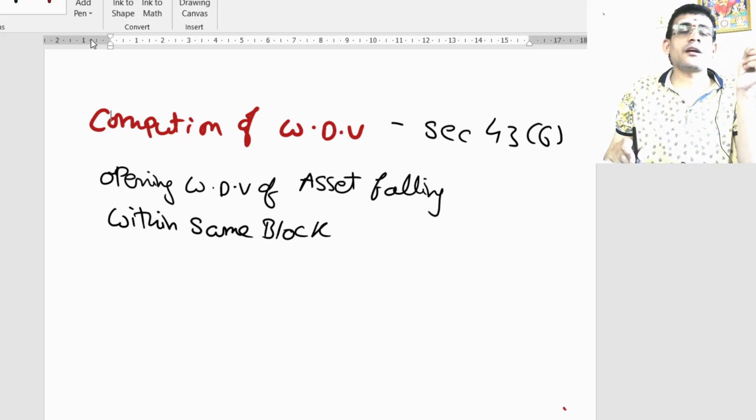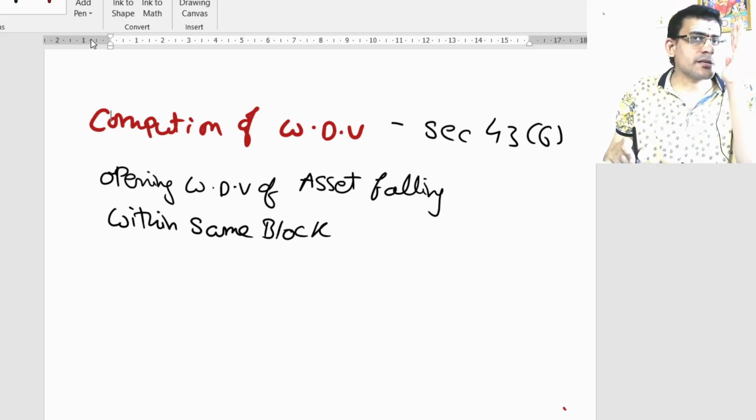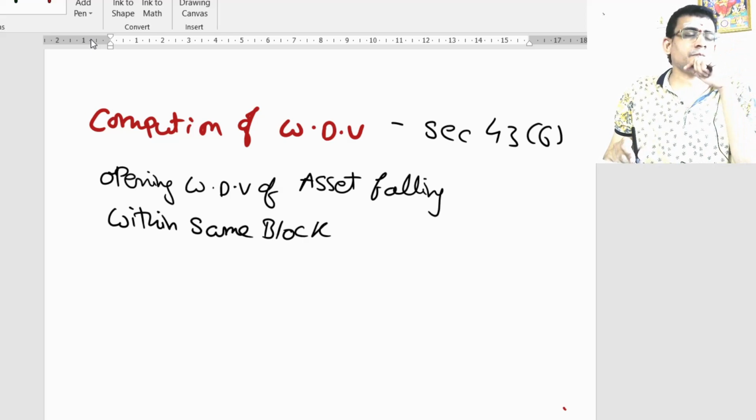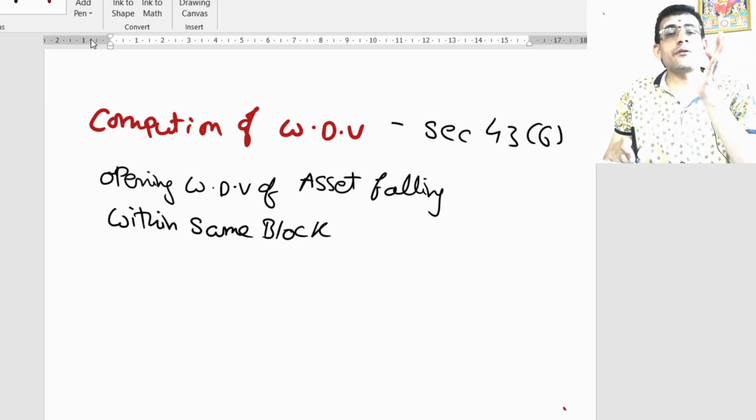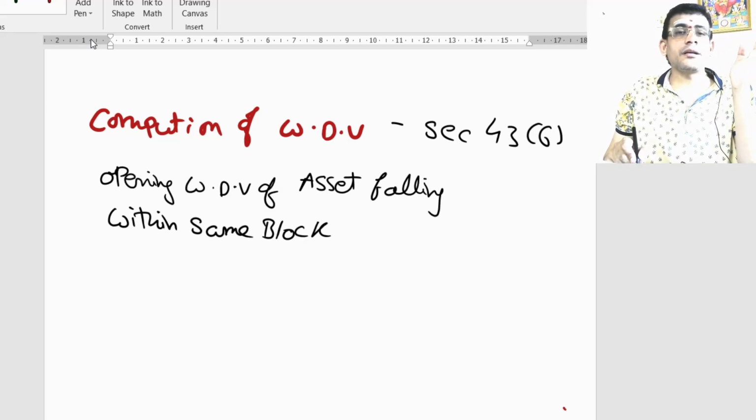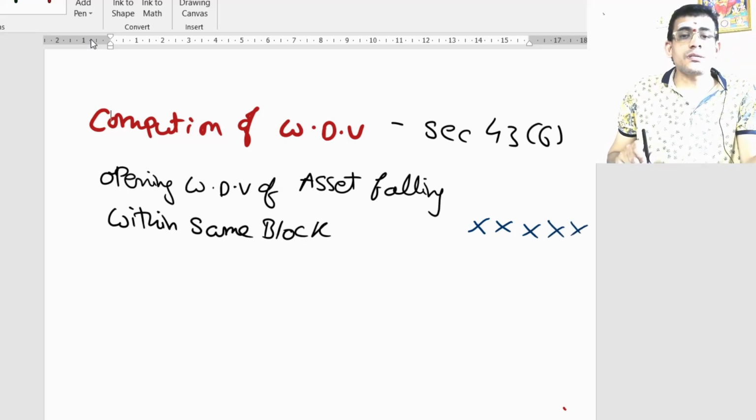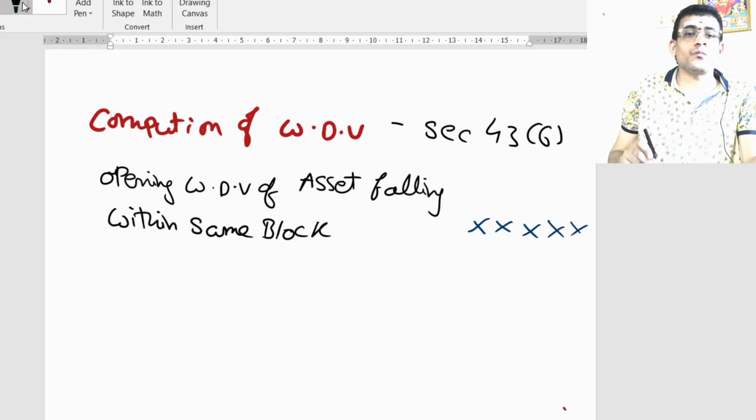The opening WDV is nothing but the WDV as on the beginning of the financial year. If your financial year is 1920, I will take the opening WDV as on 1st April 2019. If your financial year is 2021, I will take the opening WDV as on 1st April 2020. Like that, whatever date the financial year begins, that date will be considered as your opening WDV. So suppose on the date your WDV is this, the opening WDV is going to be this. To this, what are we supposed to do?